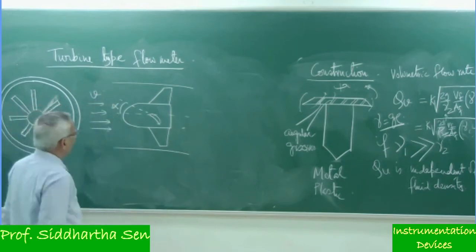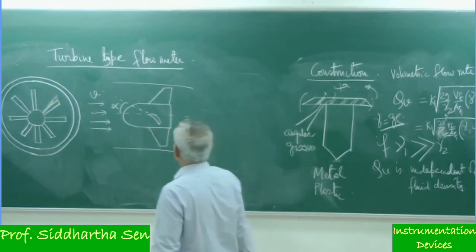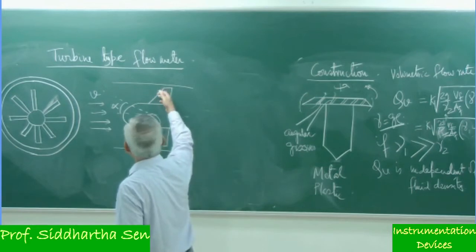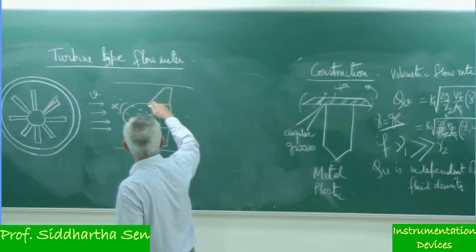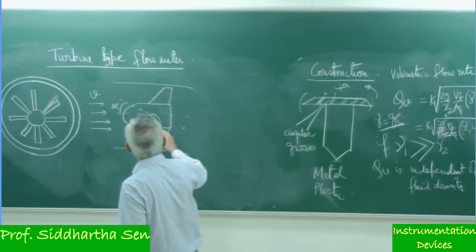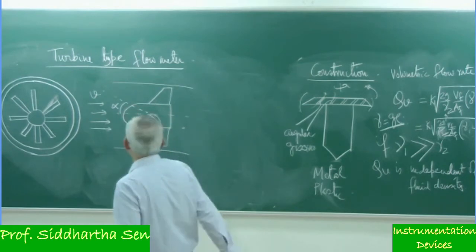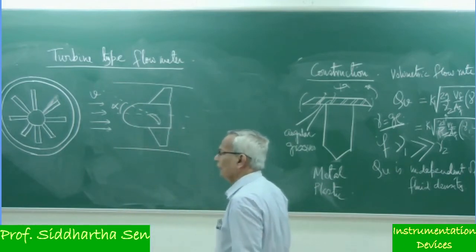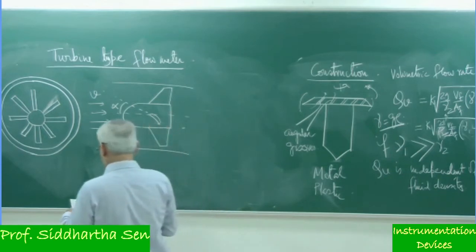Suppose the fluid is moving in this direction. We have several blades like this. I am showing only two of them, and the angle is not visible here, but actually each blade is inclined by an angle alpha. Because of the inclination, the turbine will rotate and we can measure the speed also.